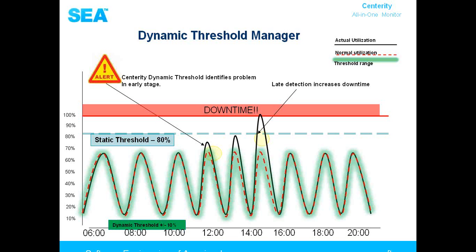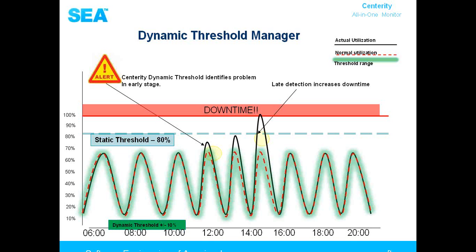So Centerity can basically utilize historical data on your devices and dynamically create deviation from normal thresholds to proactively adapt to an abnormal resource utilization. For example, your CPU, your memory, traffic, etc. This helps you to better utilize your resources by ignoring the false positives.